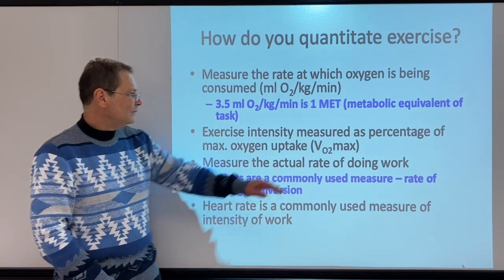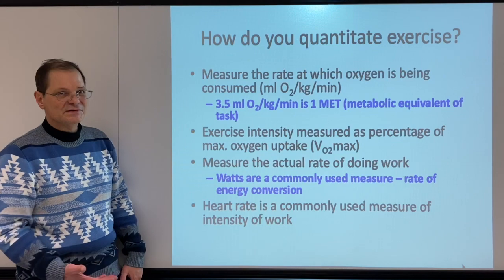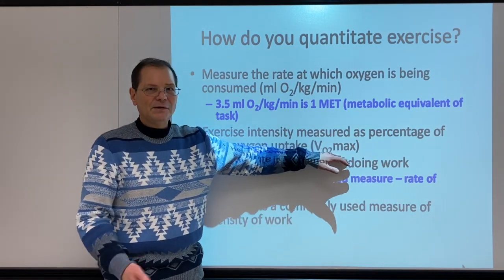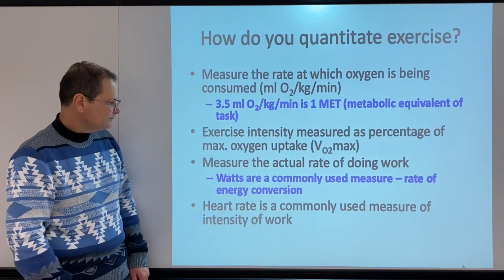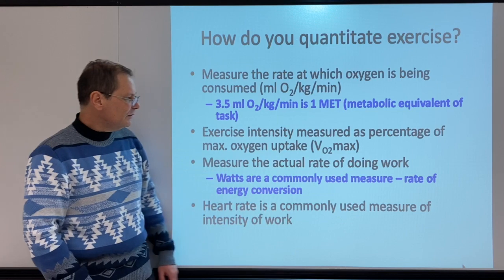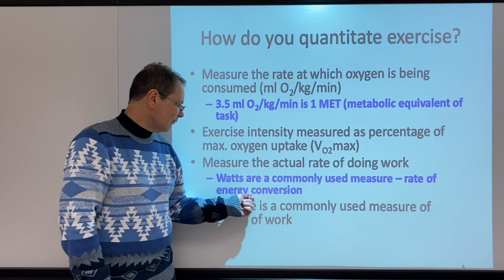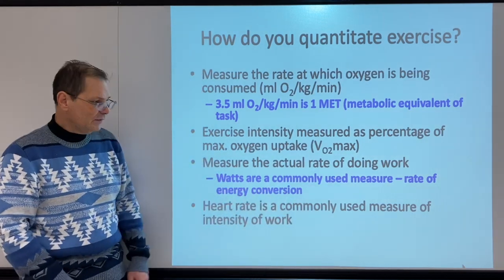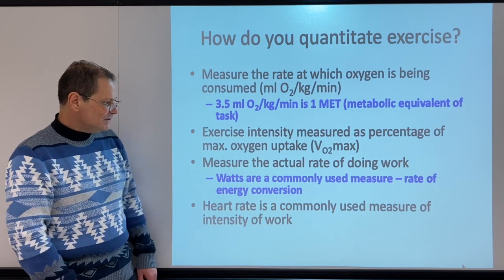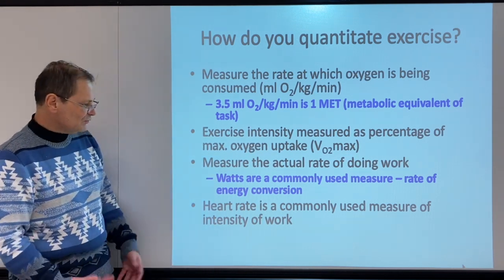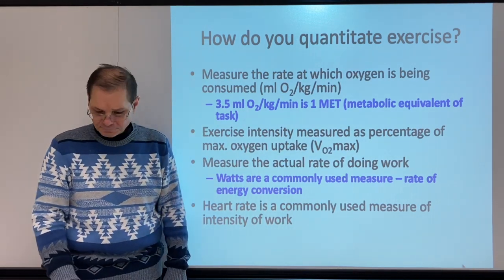Okay, and so if you know what the VO2 max is, you can measure exercise intensity as a percentage of that. This would be the maximal rate at which oxygen can be consumed by a given individual at maximum exercise. You can actually measure the rate of doing work. That would typically be done in watts, which is the rate of energy conversion. We aren't going to talk about that. Heart rate, as you know, tends to go up with exercise, and you can measure heart rate as a measure of intensity of work.